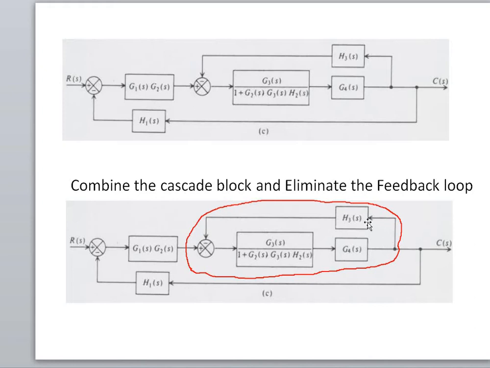Instead of h, you can see here the feedback path transfer function is h3 of s. The forward path transfer function, since these two blocks are cascaded, will be g3 of s g4 of s divided by 1 plus g2 of s g3 of s h2 of s. So by applying the equation g divided by 1 plus gh, we can reduce this feedback loop.